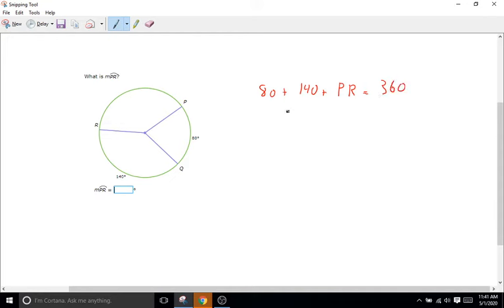So 80 plus 140 is 220 plus PR equals 360. Then to get PR by itself, we'll just subtract 220 from both sides. So we're just left with PR equals 140 degrees.